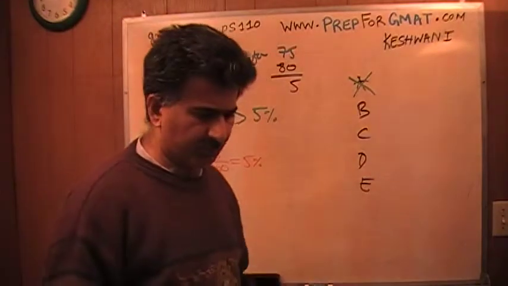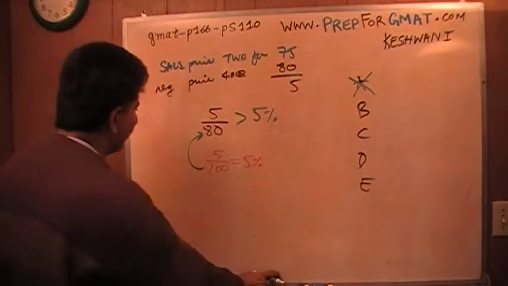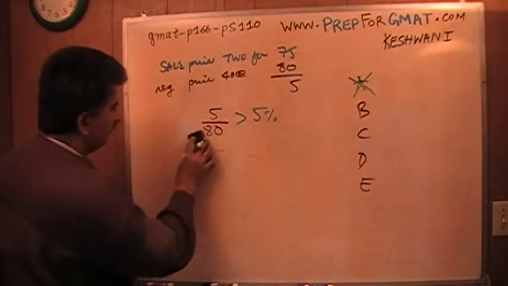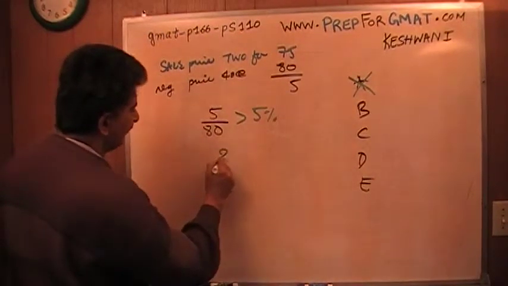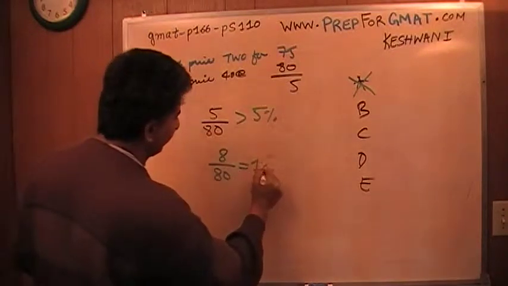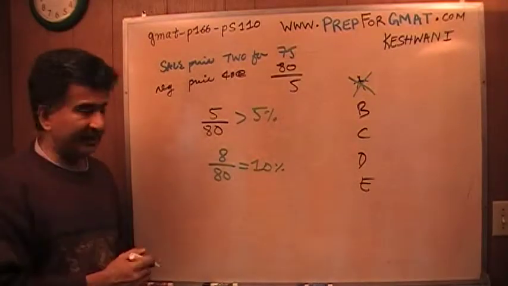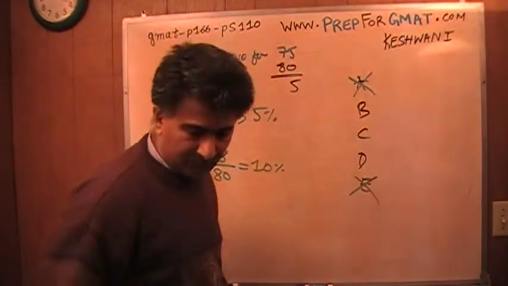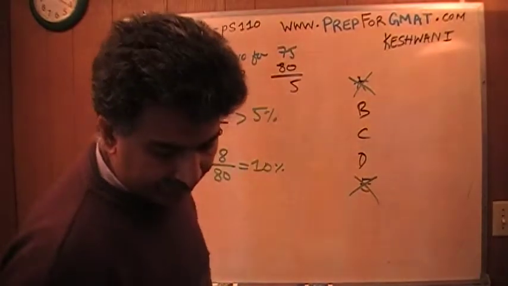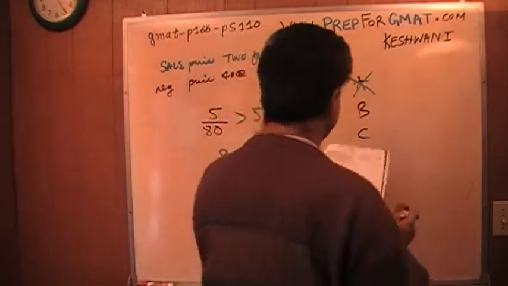What else can I cross out? Well, E says 12%. Let's take a look at it. It cannot be 12% because I know that 10% of 80 is 8. So if I had 8 over 80, that would have been 10%. Since I only have 5 over 80, it cannot be 12%. That is insane. What else? So we're down to 3 answer choices there.